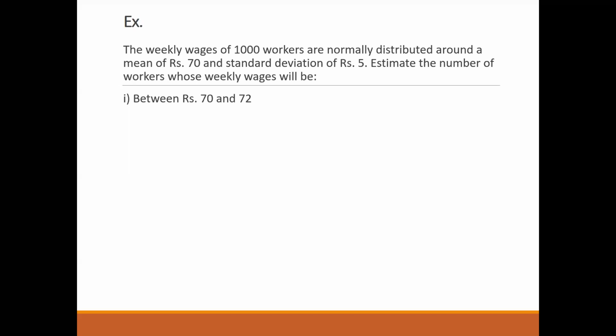Okay, the answer is coming to, Advait, you have given me the probability 0.1554, which is right. But what is the question? After you find out the value of probability, you are supposed to also find out the number of workers whose weekly wages is between 70 to 72. So if your answer is 0.1554, you have to multiply this by 1,000 because we have 1,000 workers, right?